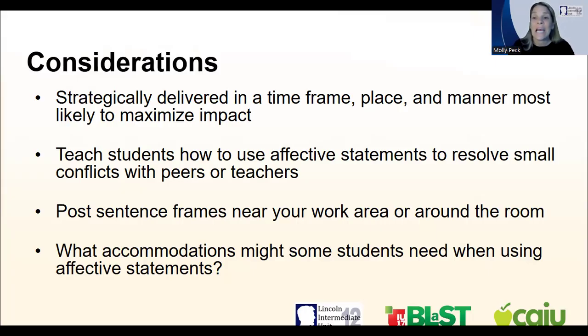And then lastly, this is something I kind of touched on, but thinking about the students and the people that you work with, we might need some accommodations, whether that is a sentence frame or a sentence starter. We might need visuals, especially with our younger individuals if we begin to use it with them. So thinking through what that could look like for our students.